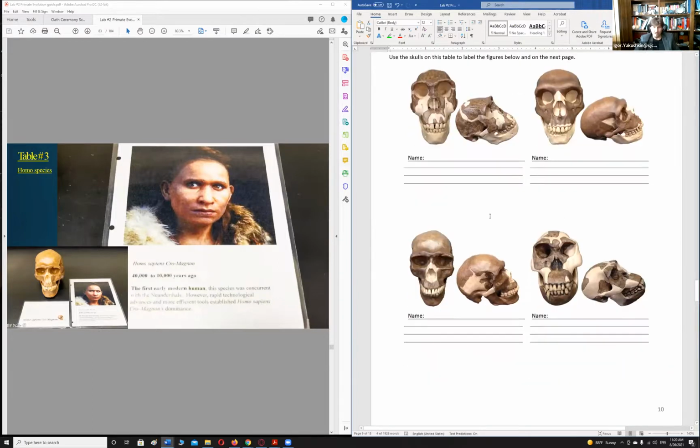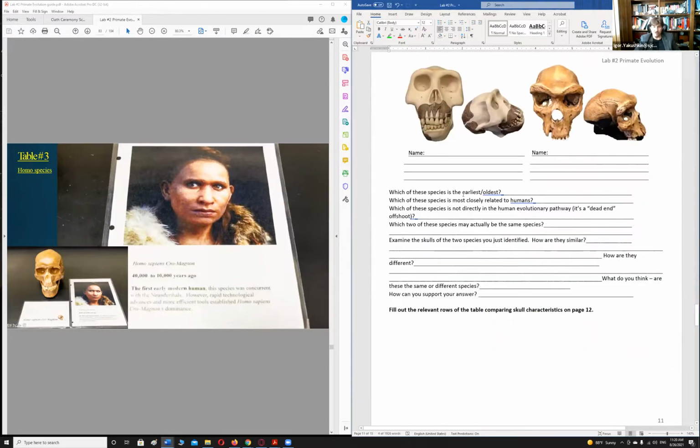All right. So which of those species are earliest or oldest? That would be the habilis. Which of the species most closely related to humans? Most likely Neanderthalensis. Which of those species is not directly in the human evolution? Dead end. That would be Neanderthalensis because we killed them. Which of those species may actually be the same? The Erectus and the Ergaster.